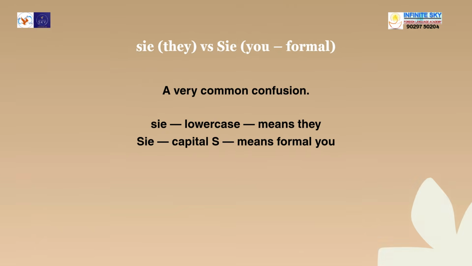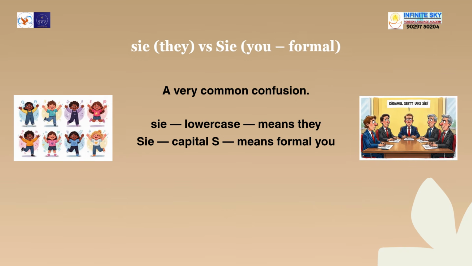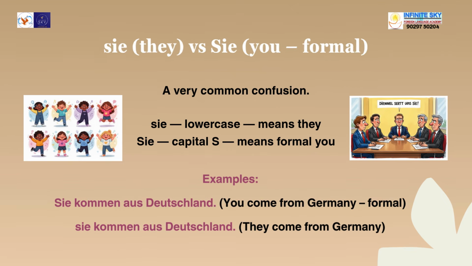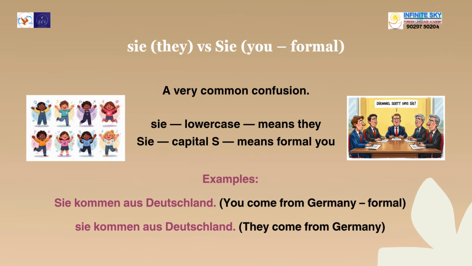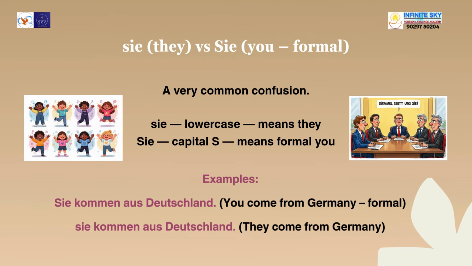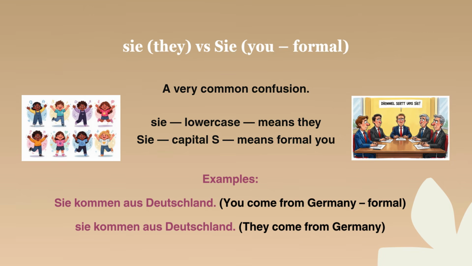Let's clear a very common confusion. Sie, lowercase, means they. Sie, with a capital S, means formal you. Look at these examples. Sie kommen aus Deutschland. You come from Germany, formal. And sie kommen aus Deutschland. They come from Germany. Same pronunciation, different meaning and different writing.